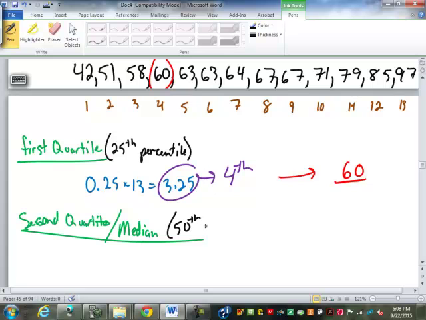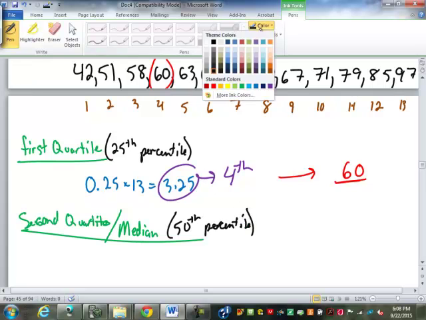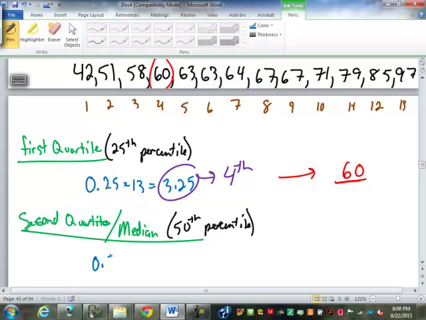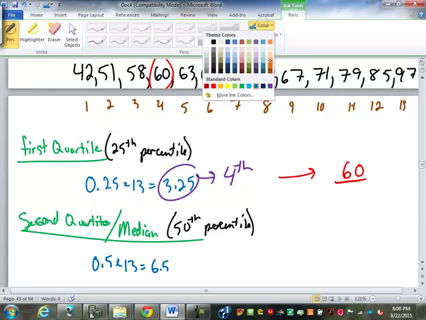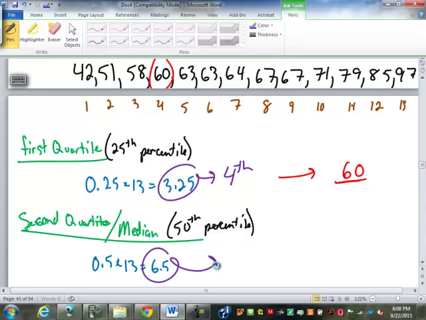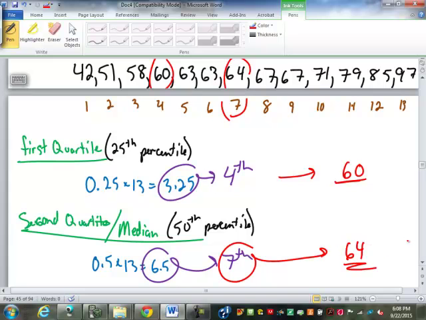Which, as we've seen, is the 50th percentile. So 0.5 times 13 is 6.5, which puts it at the 7th number, which, as we can see, is 64. So the median, or if you want to call it the second quartile, is 64.